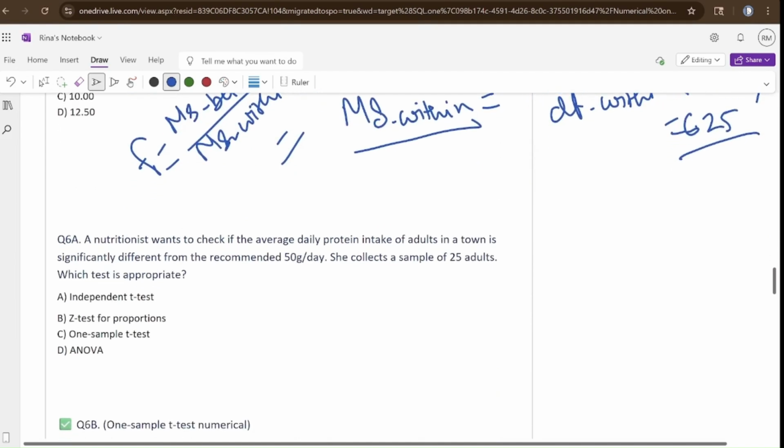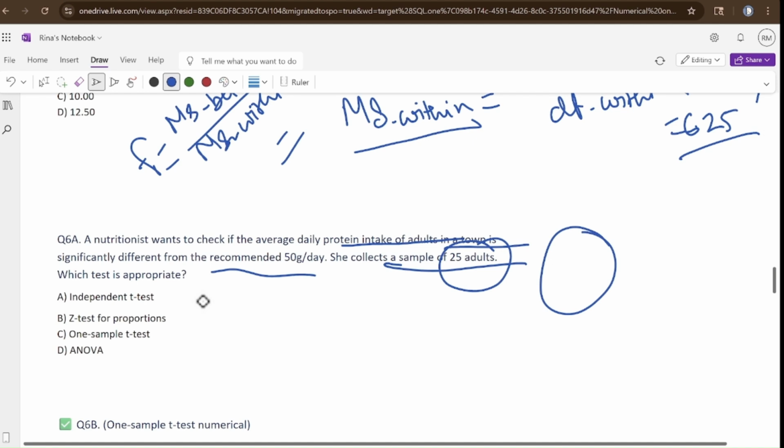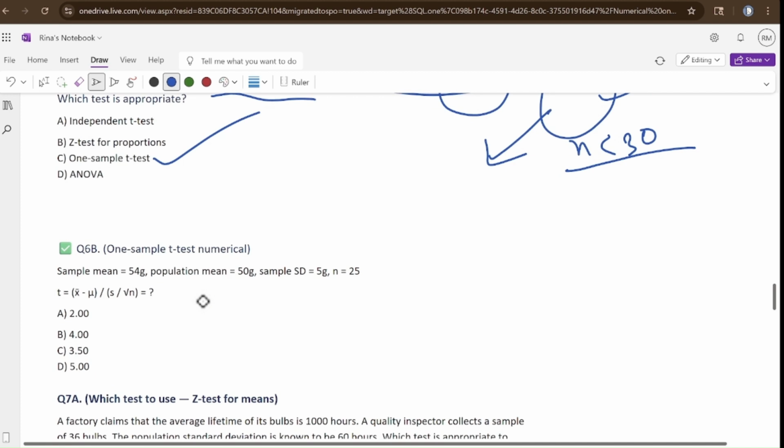A nutritionist wants to check if average daily protein intake of adults in a town is significantly different from the recommended 50 gram per day. So she collects a sample of 25 adults. So here see 25, that means less than 30. So you will go for t test. But which one? You have taken one sample of 25 people, so one sample t test. Okay. Now let's do the numerical.